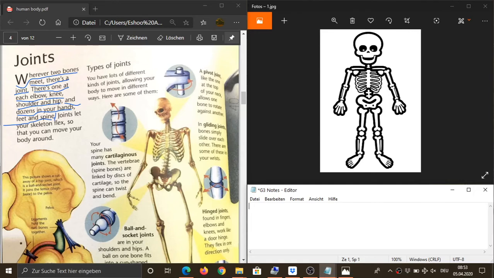Today, we'll start speaking about joints, continuing the other lesson that we were speaking about bones. Today's lesson is going to be about joints. Let's review a bit about the last lesson.